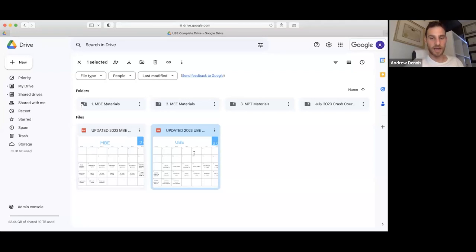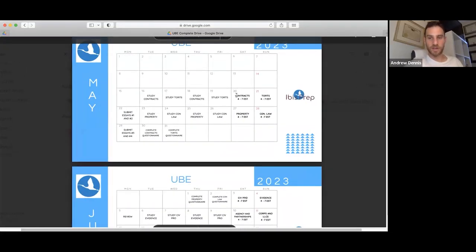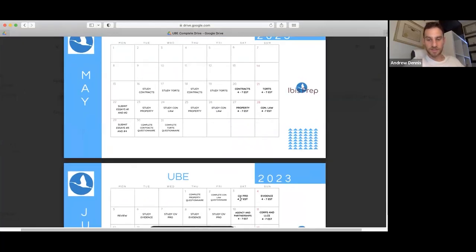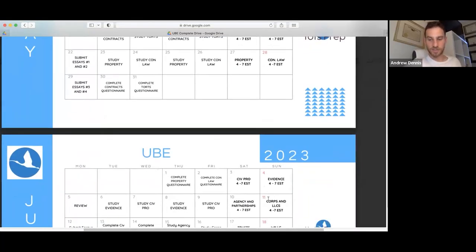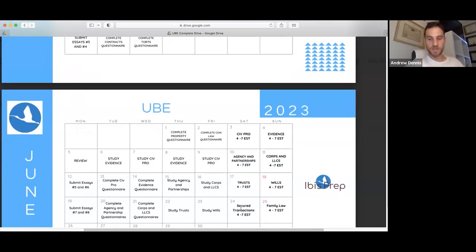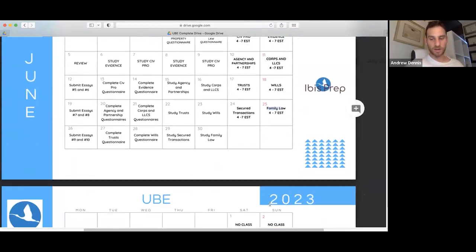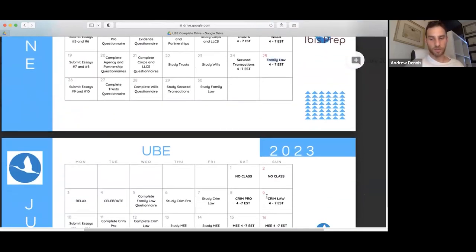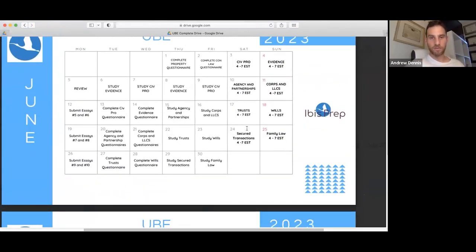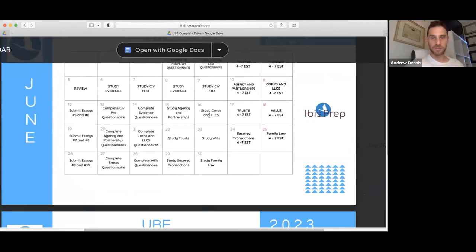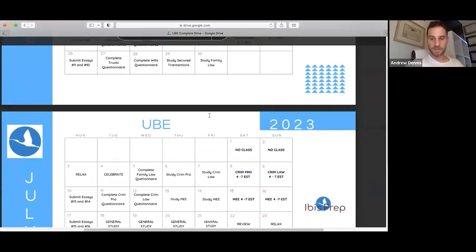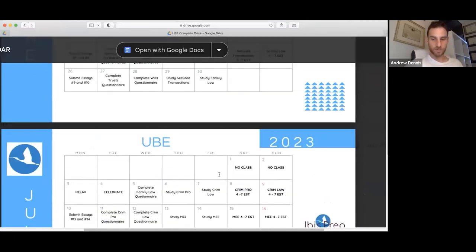So if we look at our UBE calendar, you can see we've done contracts, torts, property, con law, civ pro, evidence. Today is agency and partnerships. Tomorrow is corporations, LLCs. Then we'll do trusts, wills, secured transactions. And like I said, we'll send you a new calendar. We're actually going to do MPT on the 25th before we do the 4th of July break. And then crim pro, crim law. And then we'll do family law and MPT. So that's the schedule, and then you'll have 1 week to review and relax.